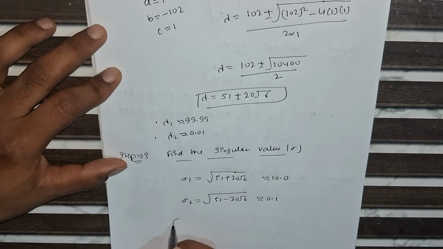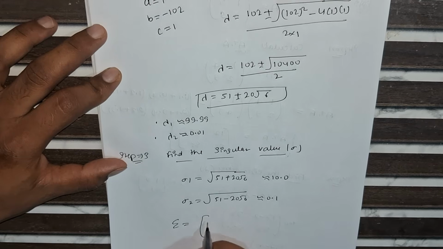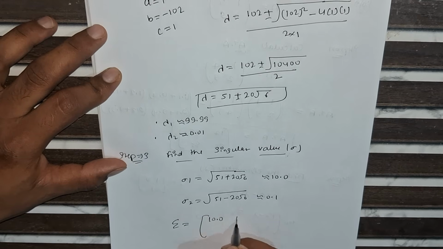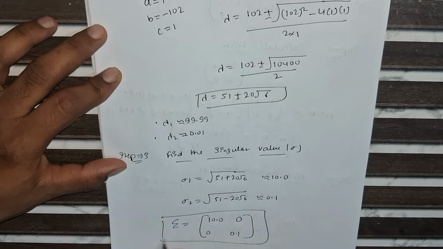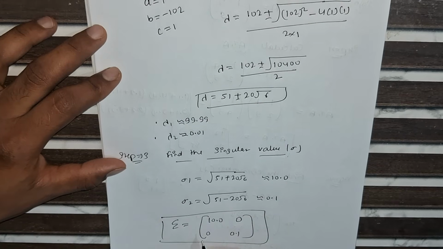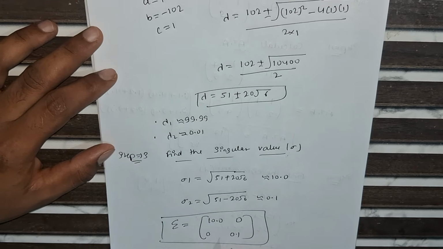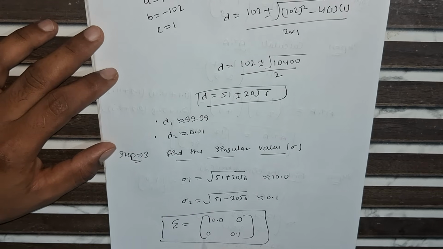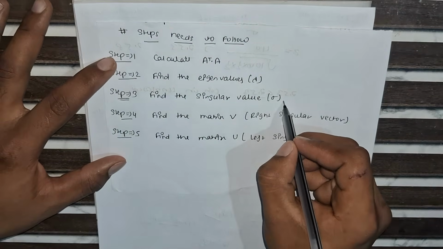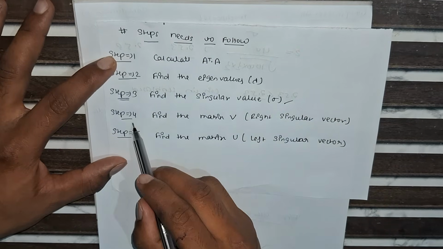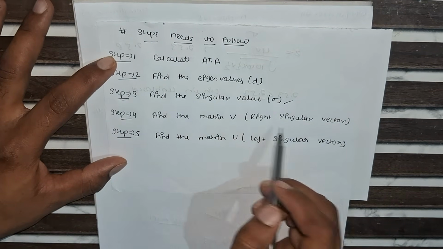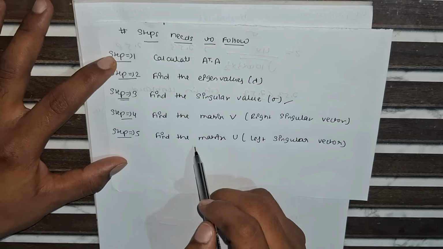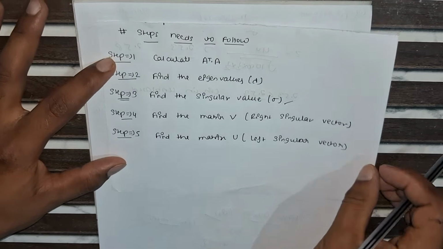So what is our summation here, which is 10.0, 0, 0 and 0.1. This is our summation. Later I'll explain to you why I am writing this one. So here our third step is completed. Now move to our fourth step where we have to find the matrix V, which is right singular vector, and step 5, which is find the matrix U, left singular vector.